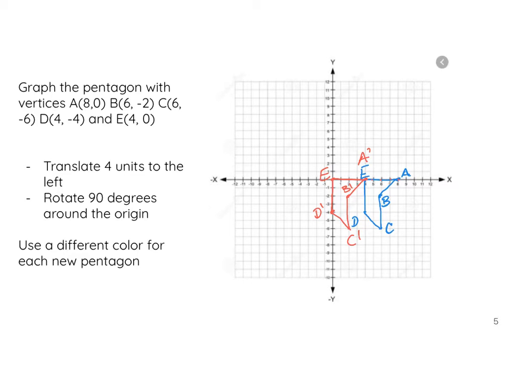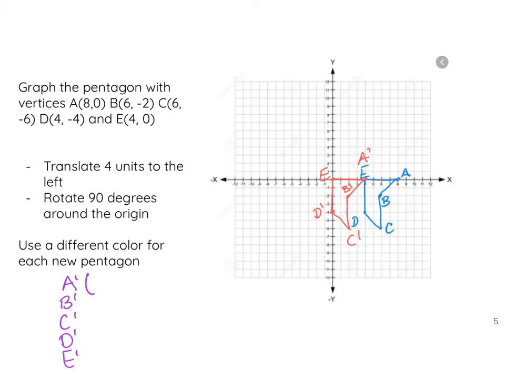Going to change my color one last time for our final transformation, which is 90 degrees counterclockwise. Now, when you are rotating 90 degrees, you have to remember the rules to follow. And the rule is that your X and Y coordinates are going to switch places. So now I need to write all my ordered pairs for my new pentagon in red. So I have A prime, B prime, C prime, D prime, and E prime.